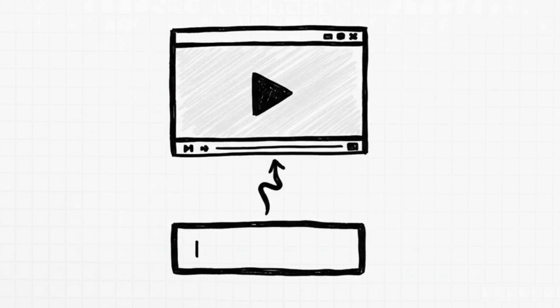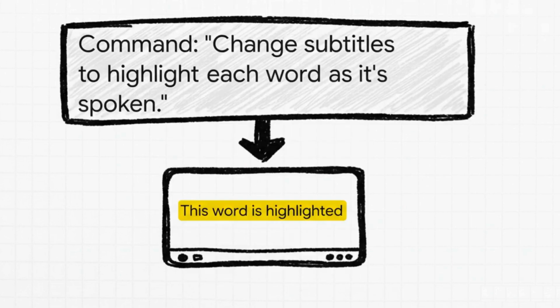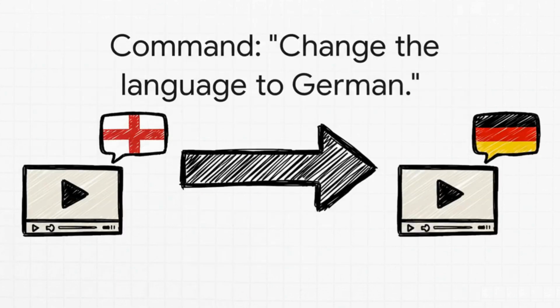Once you have a draft, editing is super simple. You just type what you want changed. Like you can tell it to highlight words as they're spoken, instantly more engaging. Or with another quick command, you can change the language of the entire video.